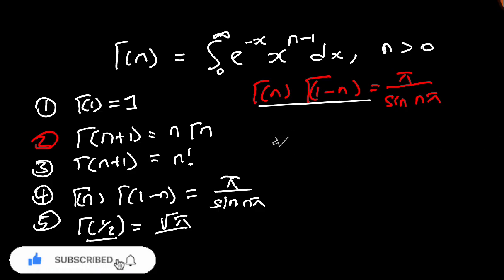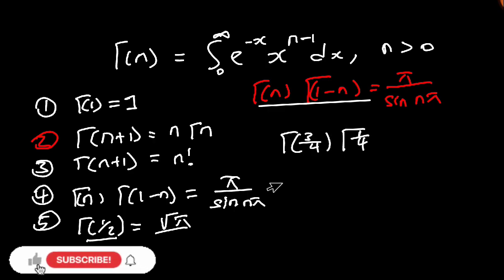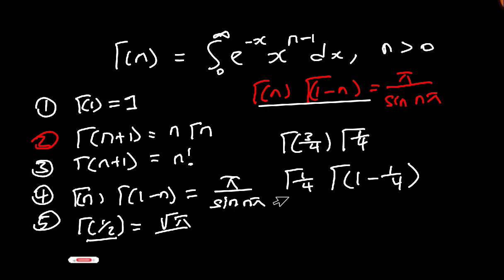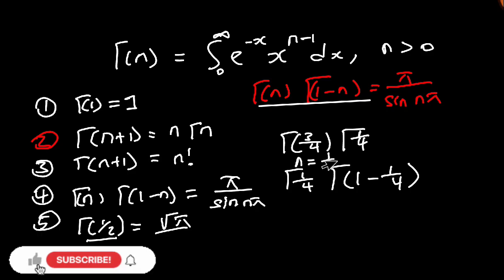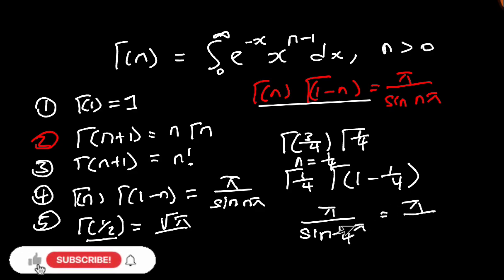So let's evaluate gamma 3 over 4, gamma 1 over 4. So we have gamma 1 over 4 multiplied by gamma. Now this 3 over 4 can be written as 1 minus 1 over 4. Okay, so here n is simply equal to 1 over 4. So if you substitute n to be 1 over 4 here, we're going to get pi divided by sine 1 over 4 multiplied by pi. So this is going to be equal to pi divided by sine of 180 divided by 4, which is 45.